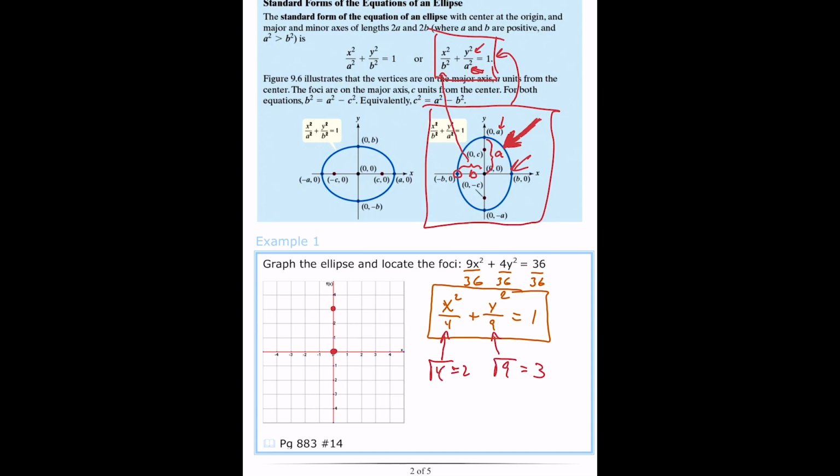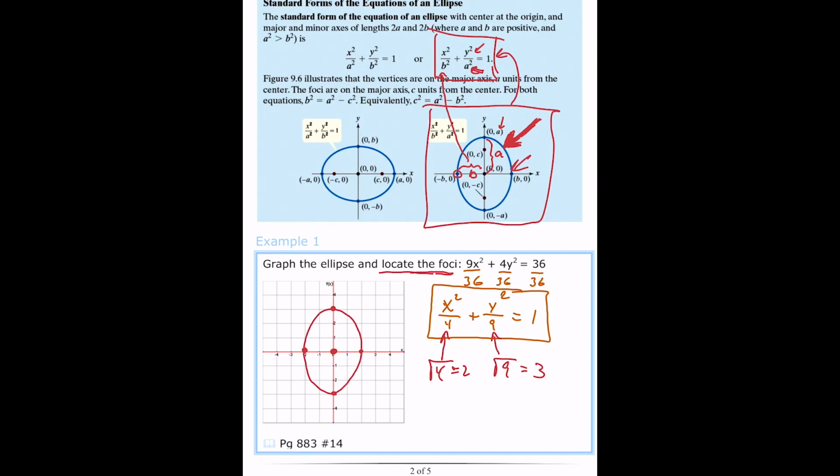Okay, so let's start here at the origin, which is the center. We'll go up 3 units and down 3 units from the center. We'll then go 2 units to the right of the center and to the left of the center, and we can do our best to draw an ellipse. Freehanding on a tablet. Not my best ellipse, not my worst. Okay, so that's what the graph is going to look like.